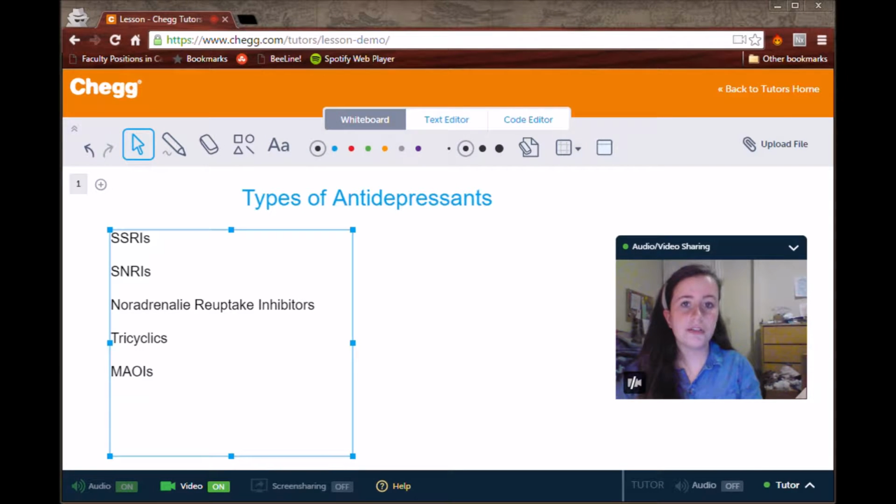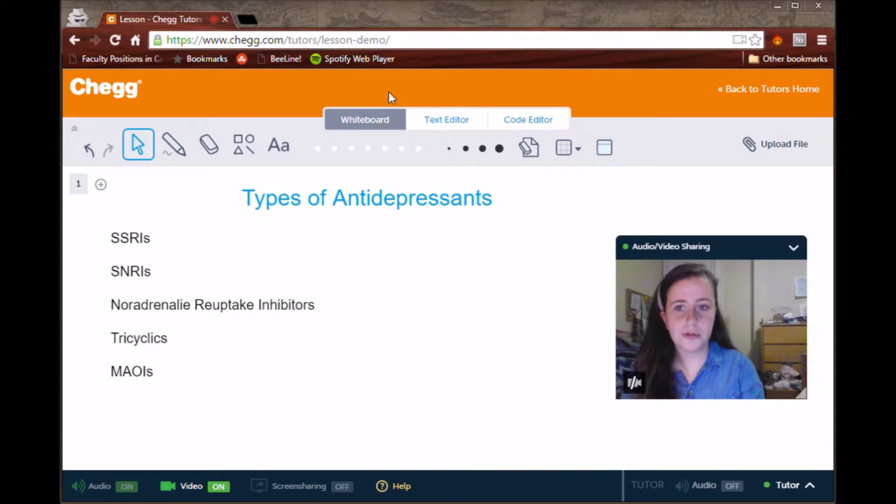I typically tutor science, some math, English, and Spanish. And today we are talking about a topic that is covered in biology and maybe pharmacokinetics and psychology, which is different types of antidepressants. So before we talk about the different types of antidepressants, I think it's important to cover how we think depression works.